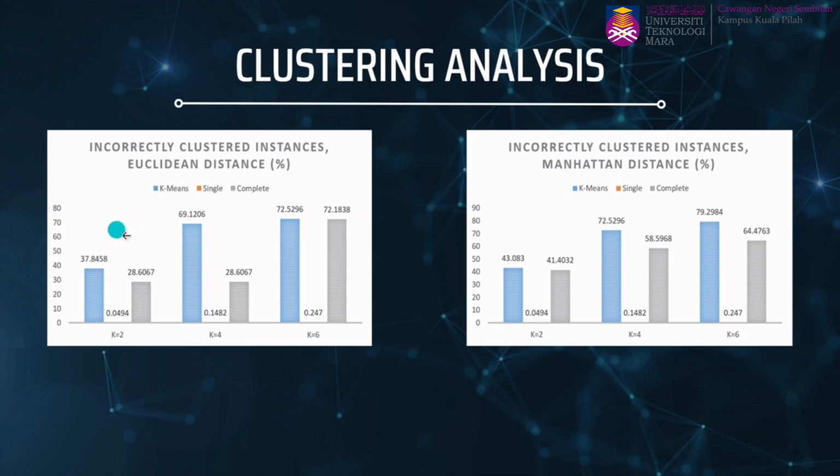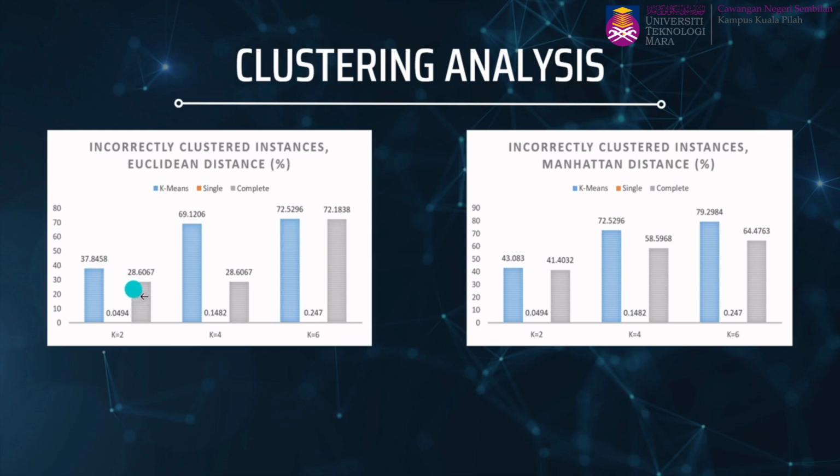Now, in Euclidean distance, the majority of the results are lower compared to Manhattan, except for complete hierarchical clustering on k equals 6, which is lower than Euclidean distance. But since most of them are lower in Euclidean distance compared to Manhattan, we will take Euclidean distance rather than Manhattan.